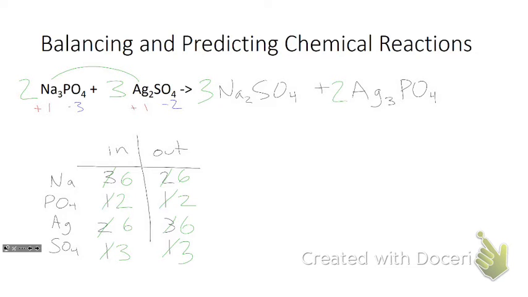Good? Okay. So again, make sure you guys are able to do this. So we'll just write our steps here. Step 1, identify cations/anions. Step 2, swap the cations.